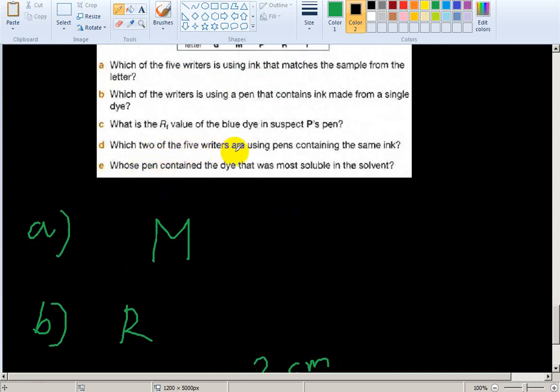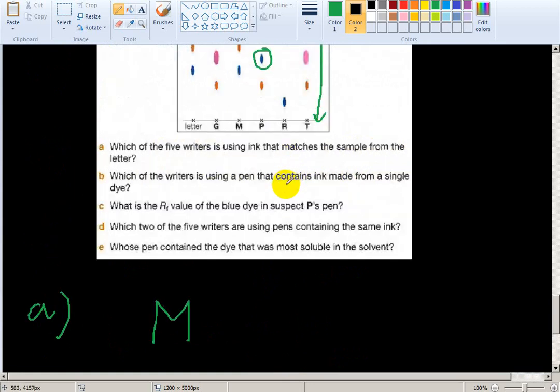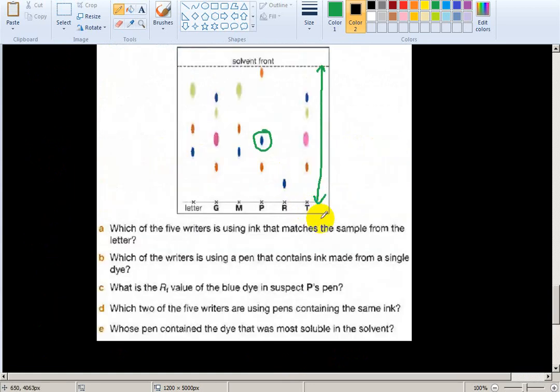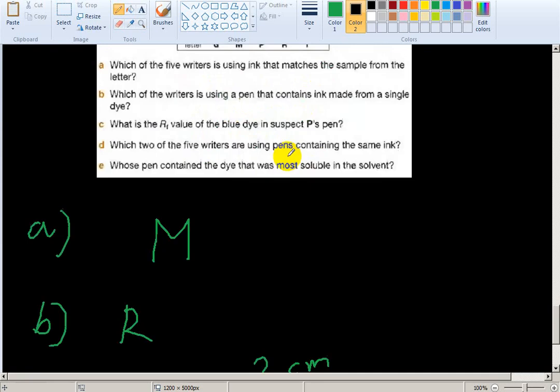Which two of the five writers are using pens containing the same ink? So this one, I can see G and T, G color and T color. So these two writers use the same ink. Have you seen G and T?